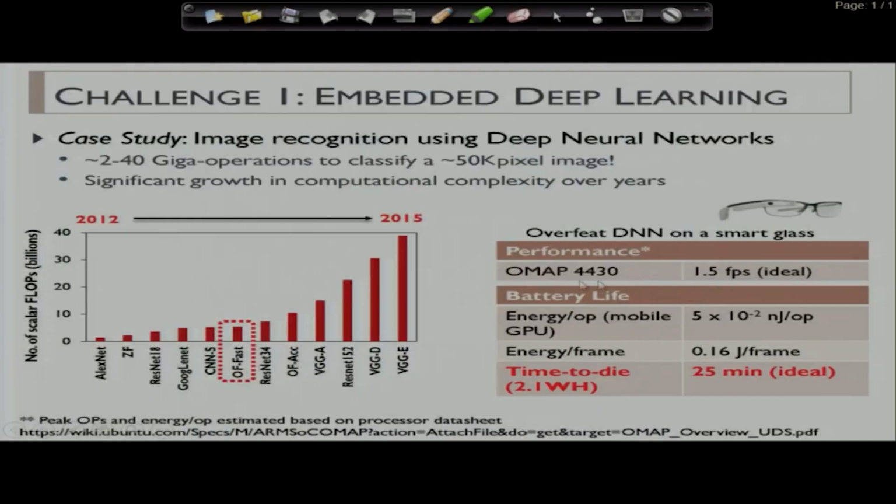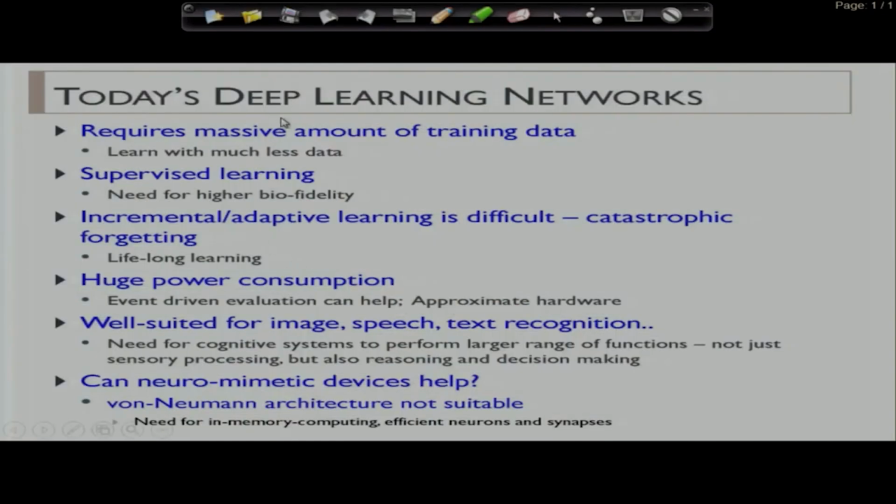So, the major challenge is battery life, which requires a very small amount of energy, 5 into 10 to the power minus 2 nanojoule per operation, in mobile GPU. That is why you need energy efficient hardware to be developed, so that the power requirement is reduced and you can do high performance processing in the lower power mode.